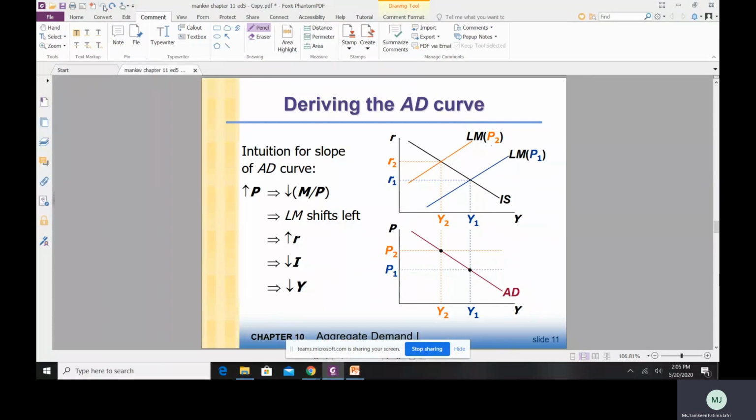This is part 3 of chapter number 11. In the last part, we derived the aggregate demand curve using the ISLM framework. Now, we already knew that aggregate demand captures the relationship between price and output level.